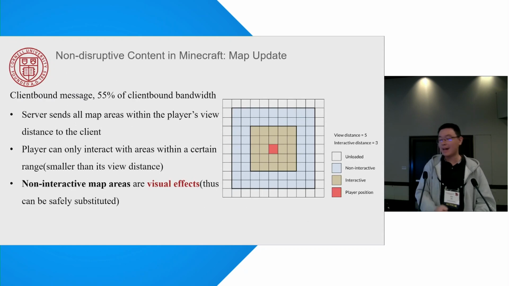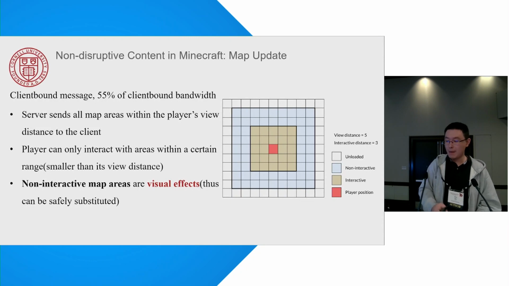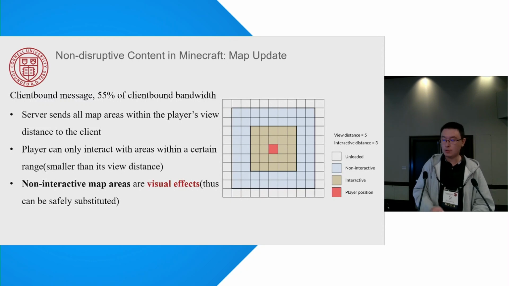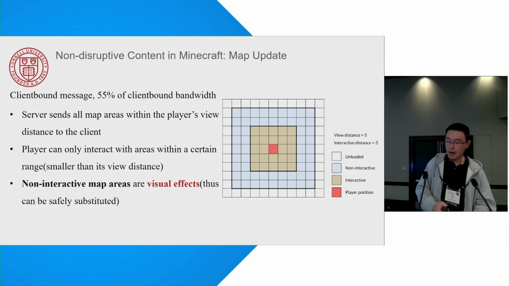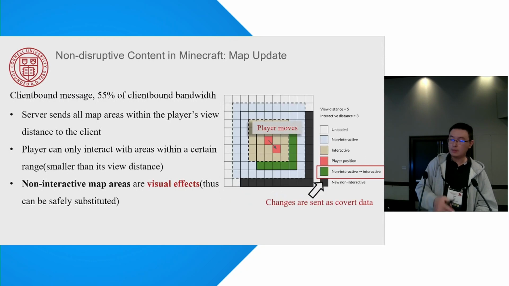Here are some examples we identified in Minecraft. Map update consists of 55% of client-bound bandwidth. The server uses this type of message to send all map areas within the player's view distance to the client. But the player can only interact with areas within a certain range, which is smaller than its view distance. Therefore, the non-interactive map areas are visual effects. Notice that when a player moves, non-interactive areas may become interactive. We solve this issue by sending the changes as covert data.